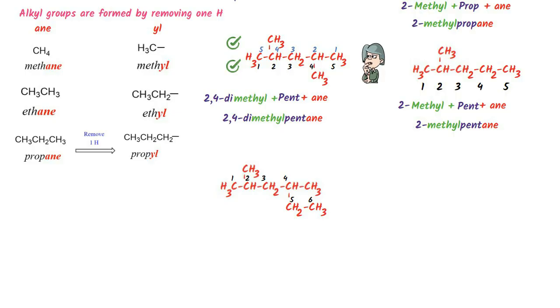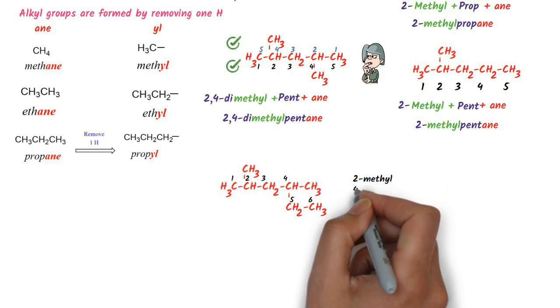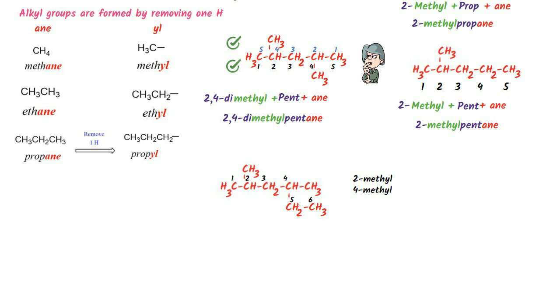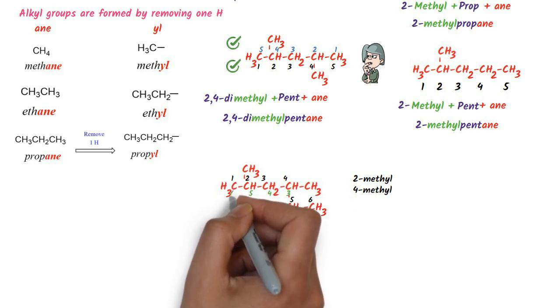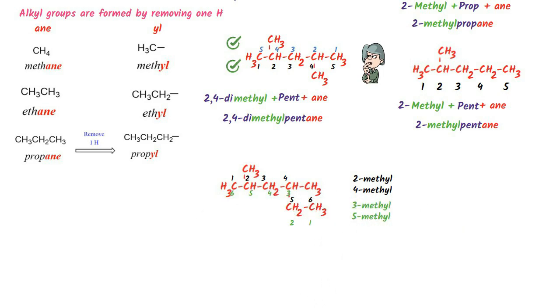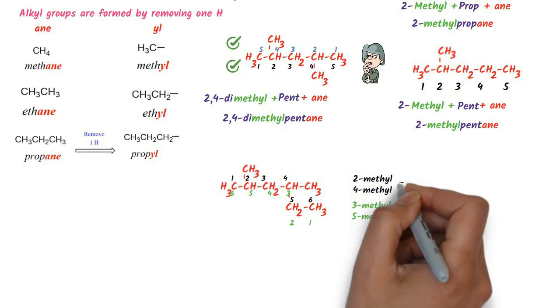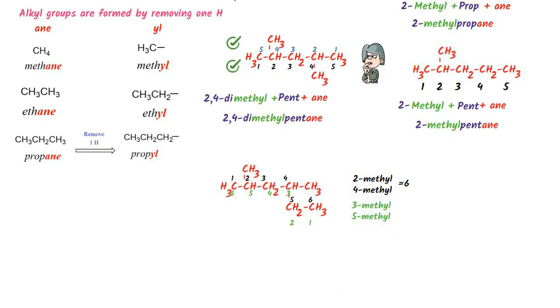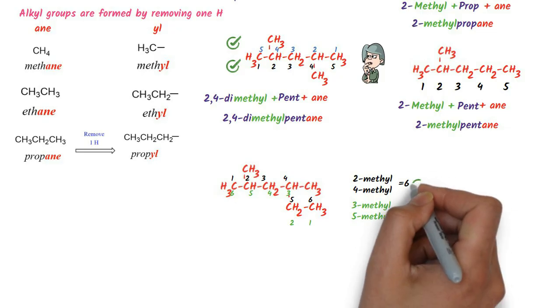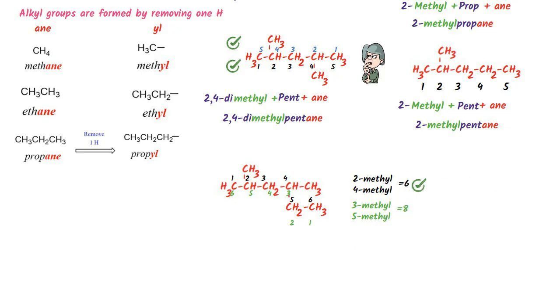Now, with this numbering we have methyls at C2 and C4. If we try the numbering from the right side, we have methyls at C3 and C5. The sum of locants 2 plus 4 becomes 6, and 3 plus 5 becomes 8. The lowest locant sum is chosen. Thus, numbering from the left side is correct.